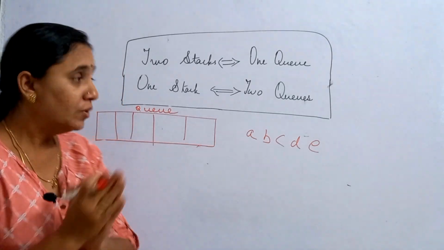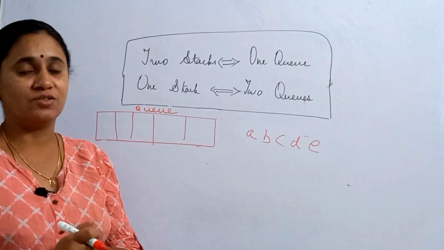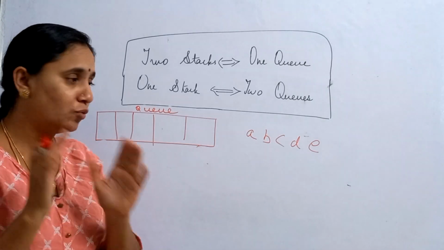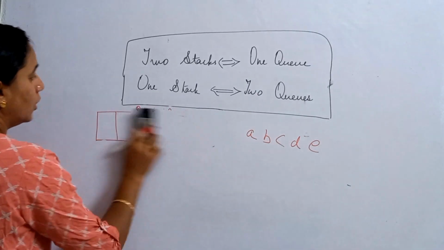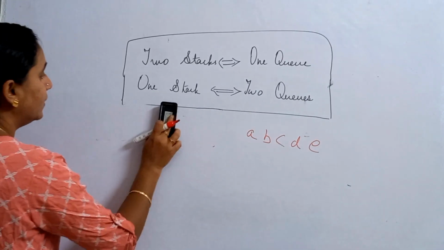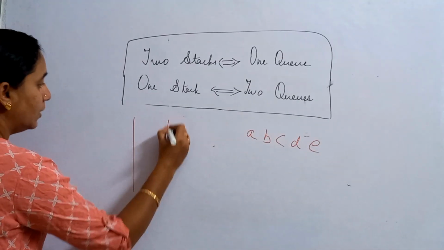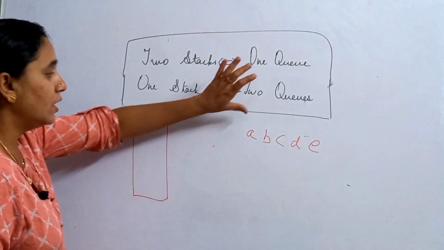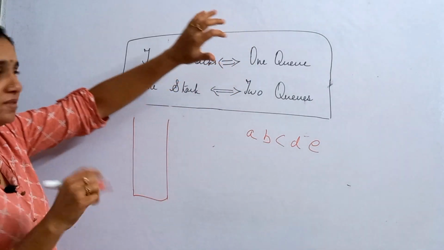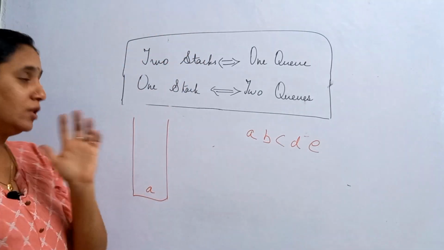Now I want to get the same output by using the stack data structure. How can I do it? Now you see, let me erase this. I am going to draw a stack data structure for getting the same output. So this is a stack data structure. Let me insert one element as it is. First, what pointer am I using? I am using the top pointer.